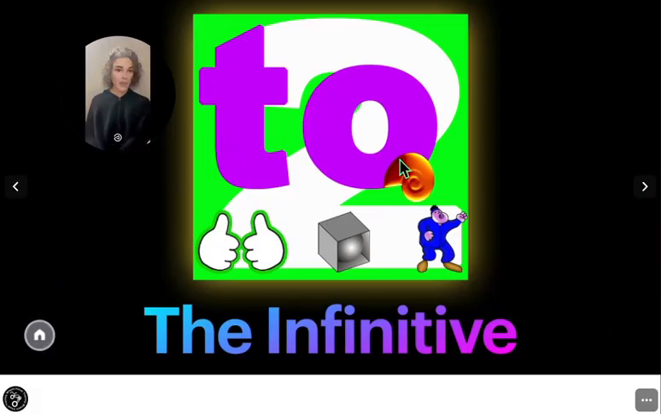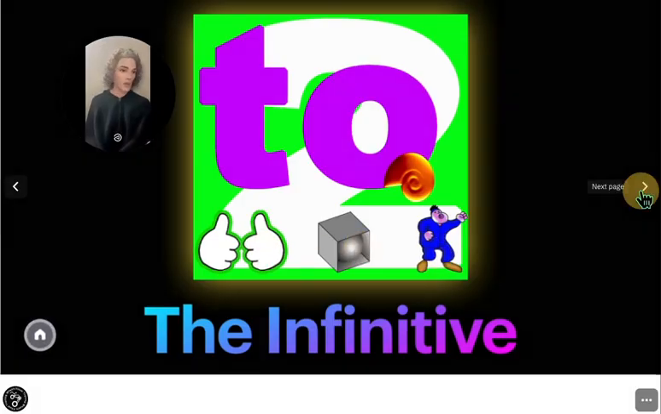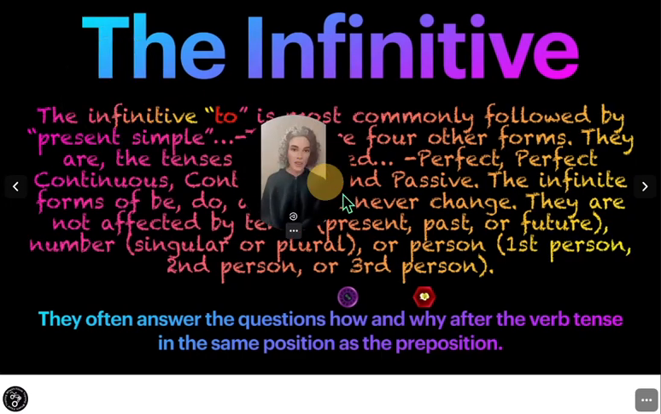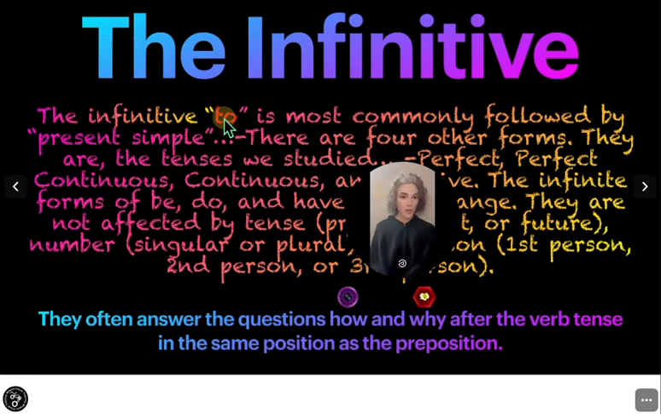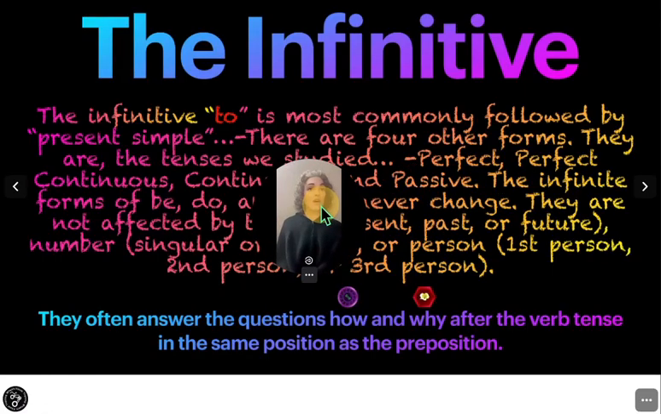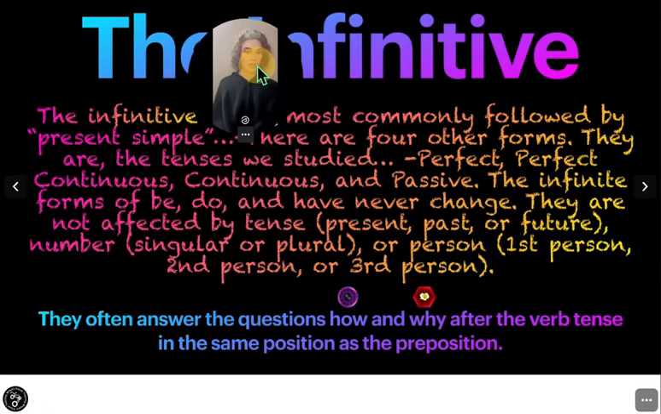This is the infinitive. The infinitive to be, to do, and to have. Okay, here we go. The infinitive to is most commonly followed by present simple. There are four other forms. They are the tenses we studied: perfect, perfect continuous, continuous, and passive.